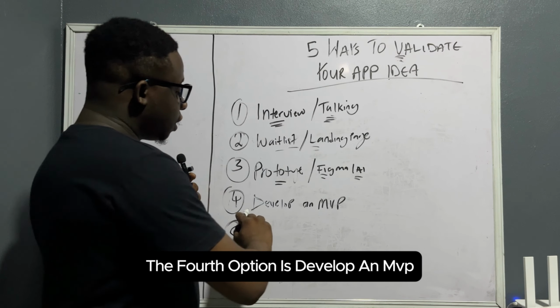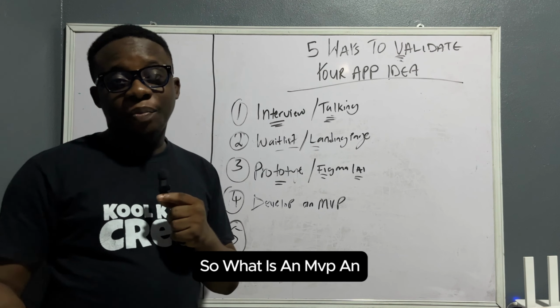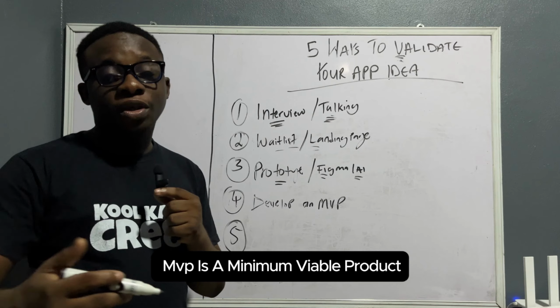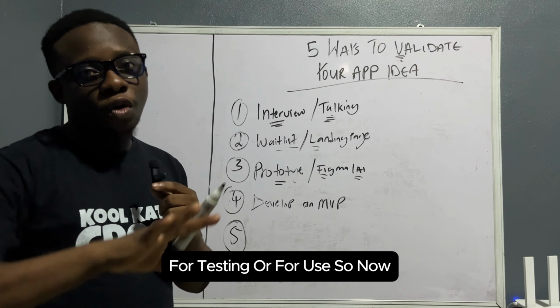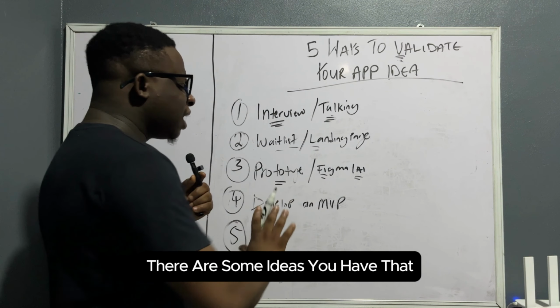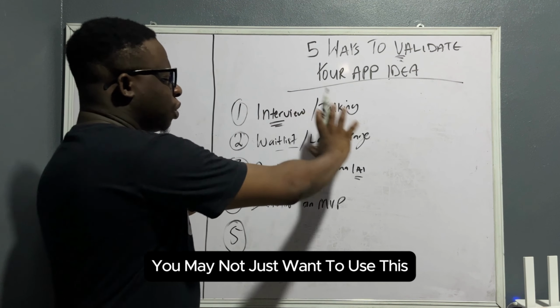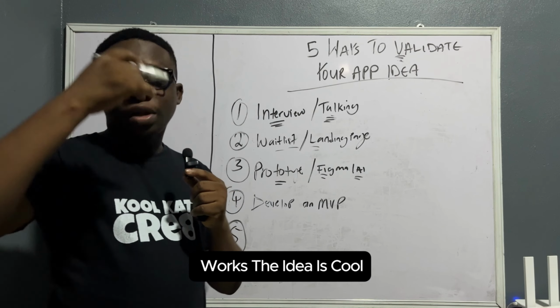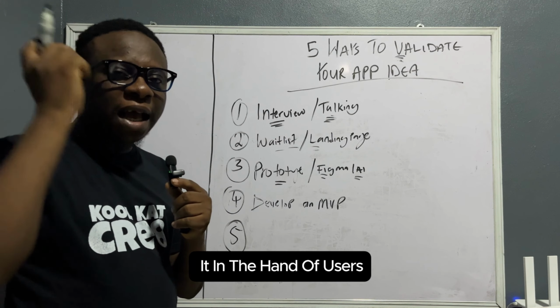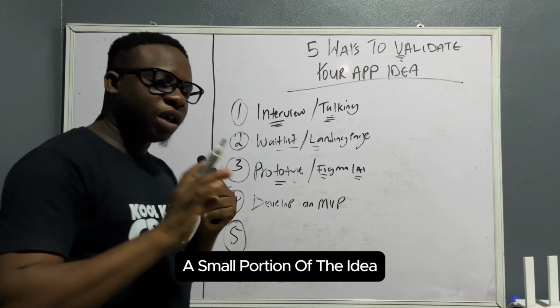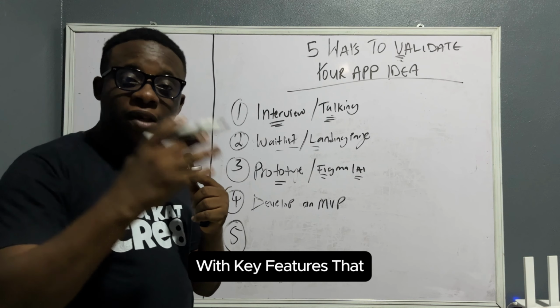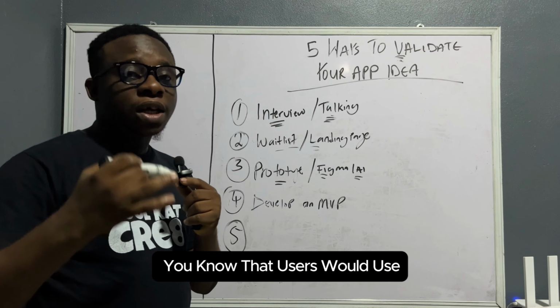The fourth option is to develop an MVP. So what's an MVP? An MVP is a minimum viable product. That's the first set of products you launch to the public for testing or for use. There are some ideas you have that you know work, the idea is cool, and you want to put this in the hands of users as fast as you can. You can develop an MVP, a small portion of the idea with key features that you know users would use.